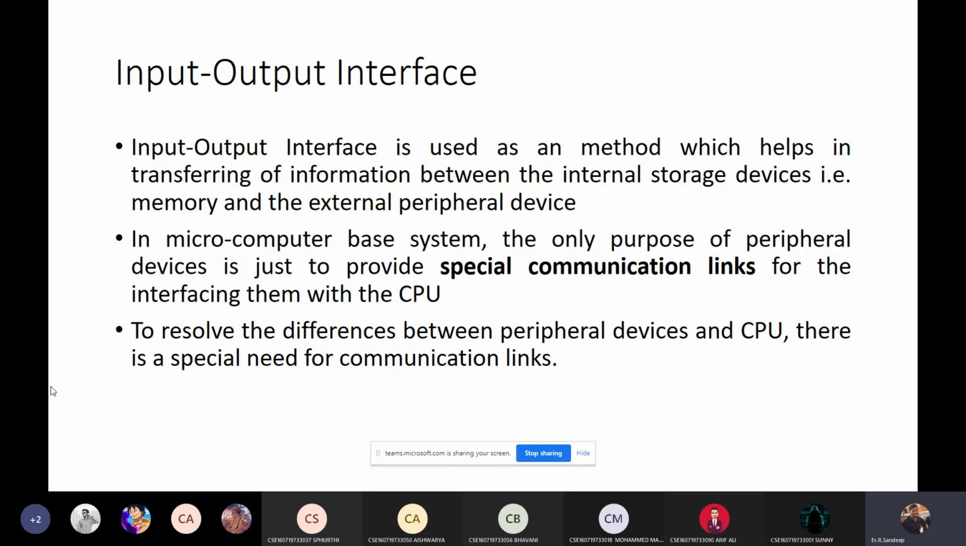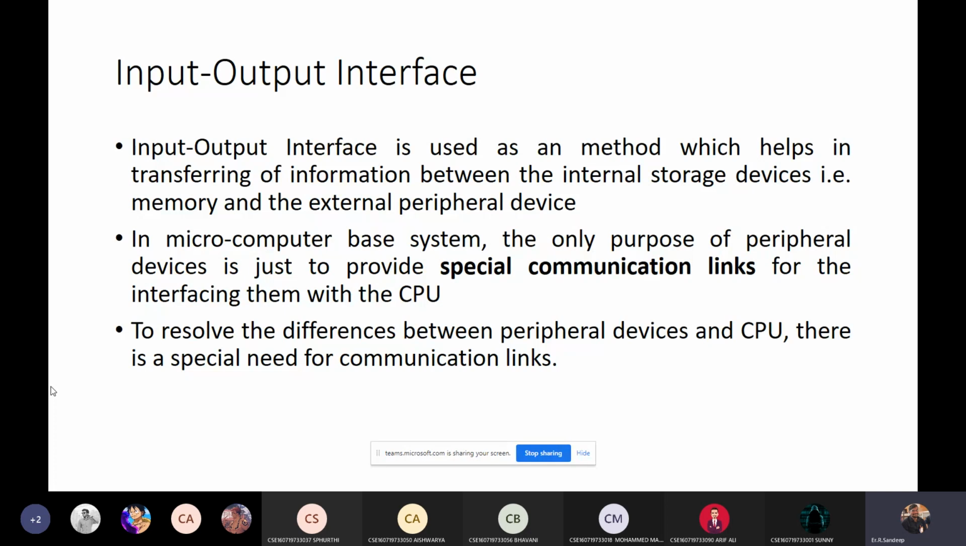And here, to resolve the differences between peripheral device and the CPU, there is a special need for communication links. So the communication will play a key role when you are transferring the data from one place to another place. For example, the keyboard will be implemented in one technology and it will understand one type of signals, and the microprocessor will be implemented with the help of another technology, and it will understand the data in different signals.